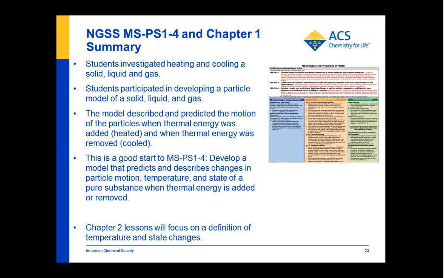Well, we need kids to go a little bit further because they need to look at state changes. According to MS-PS1-4, it talks about developing a model that predicts and describes changes in particle motion, temperature, and state of a pure substance when thermal energy is added or removed. So let's keep going.